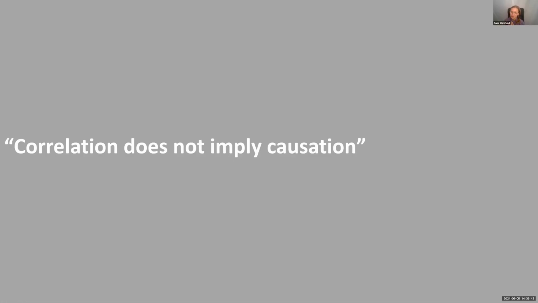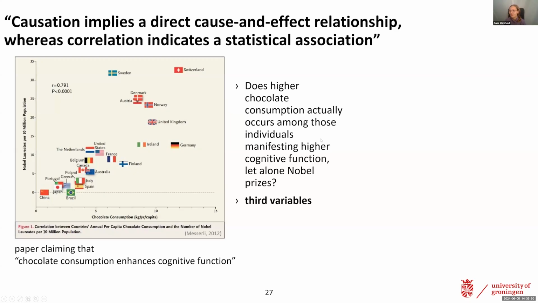What I was referring to is also that correlation does not necessarily imply causality. And I have here an example I want to show you about a cause and effect relationship, between chocolate consumption and Nobel Prize winners. This paper claimed that chocolate consumption really enhances cognitive functions, and therefore, in certain countries, such as Switzerland, for example, you will have more Nobel Prize winners.